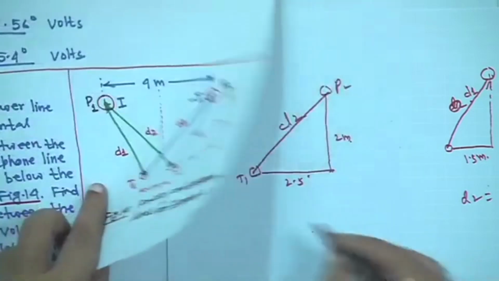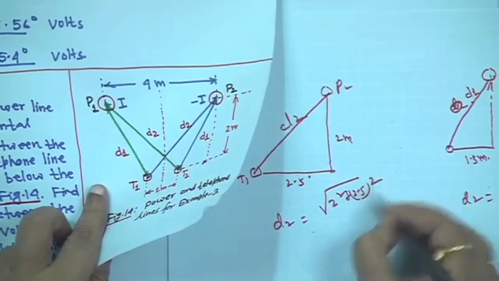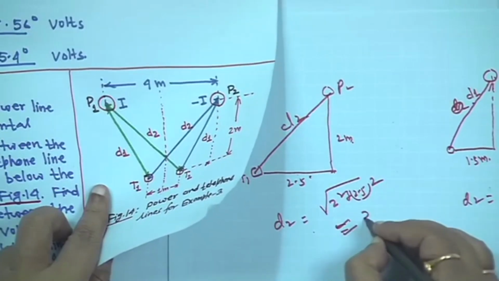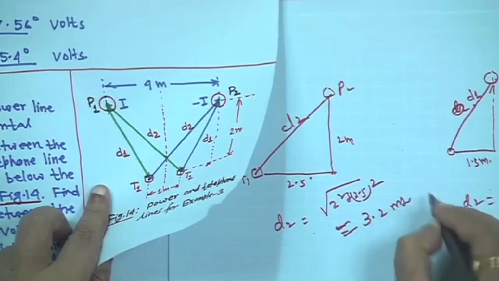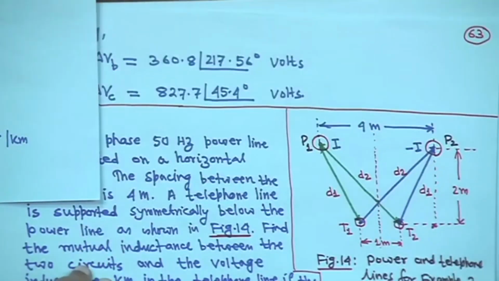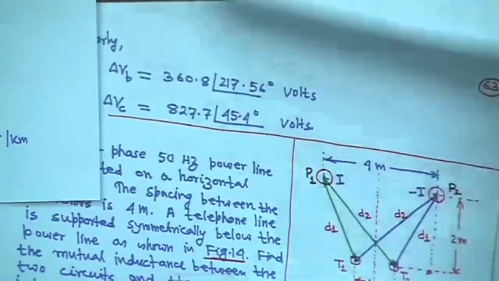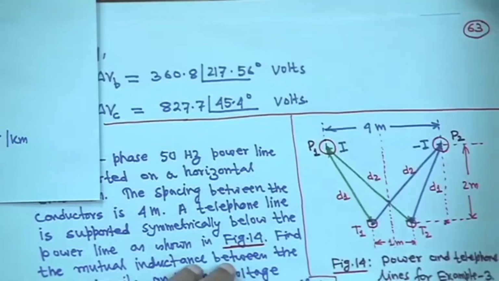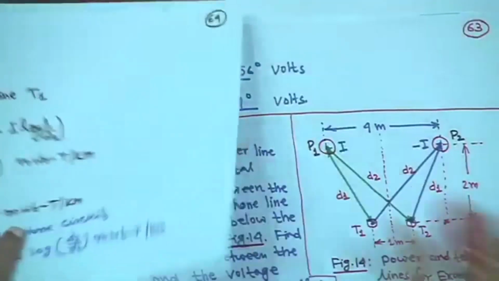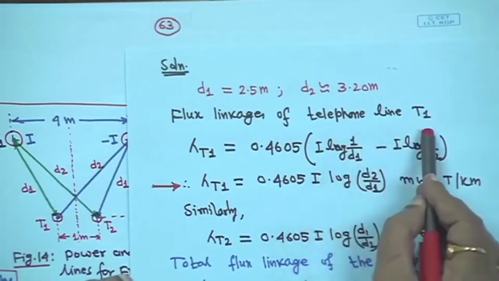So, 2.5. So, D2 is equal to actually square root of 2 square plus 2.5 square, that is approximately 3.2 meter, right. So, first you have to calculate these distances. Once these distances are computed, then you have to find out the flux linkage of telephone line T1, right. So, next is the flux linkage of telephone line T1.